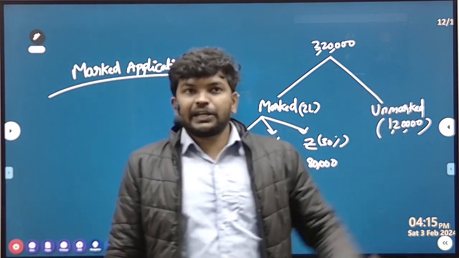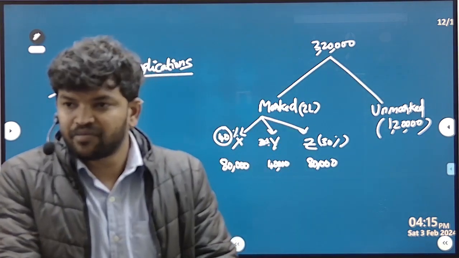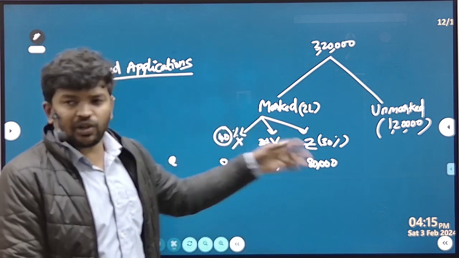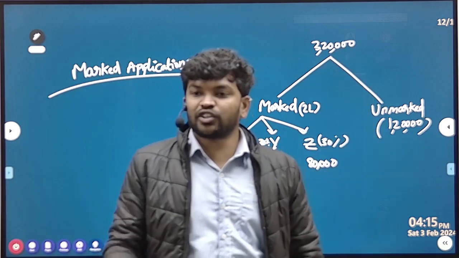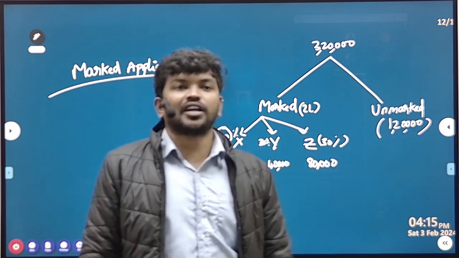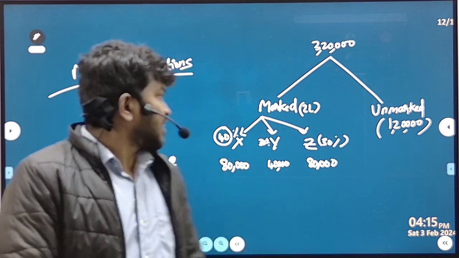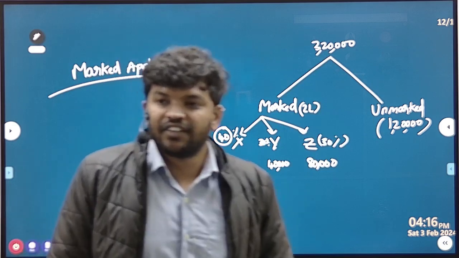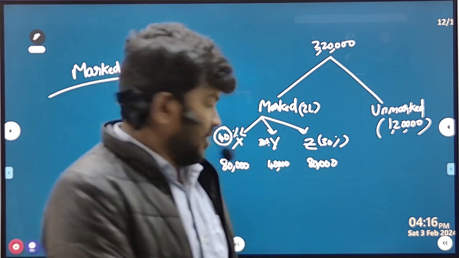What are unmarked applications? Based on the prospectus issued by the company, certain shareholders voluntarily invest in the company without seeing all these advertisements. They'll directly give the application to the company without any stamp. Understood? So these are called unmarked applications. In this sum, how many are the unmarked applications? How many, Arpana?